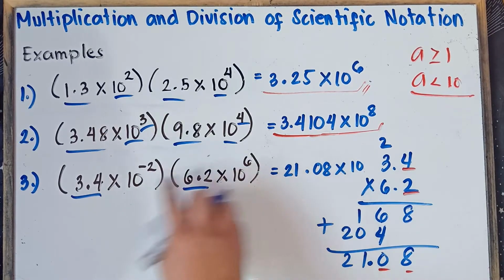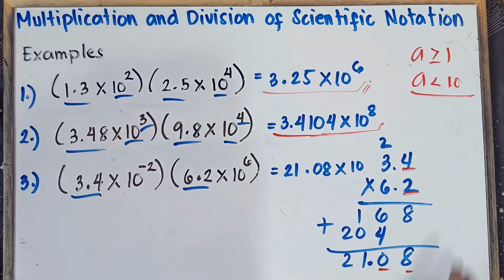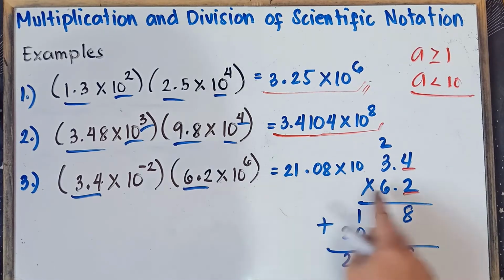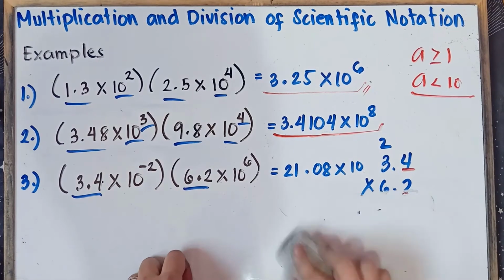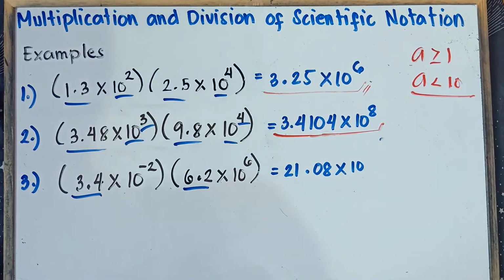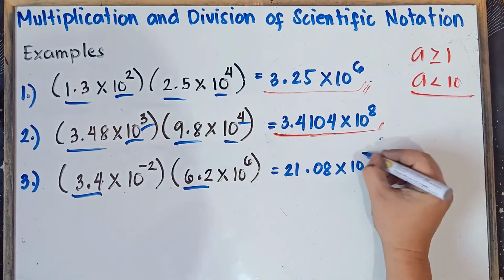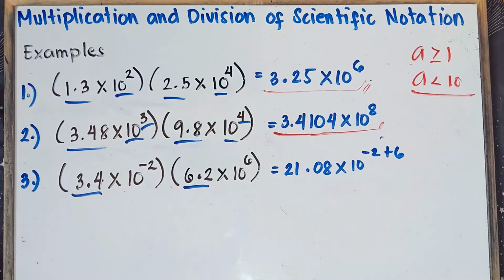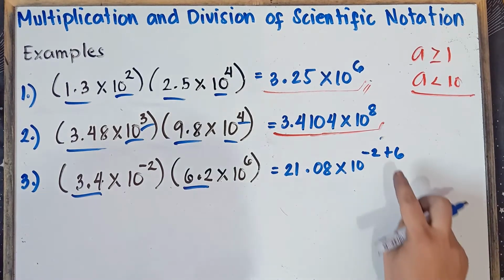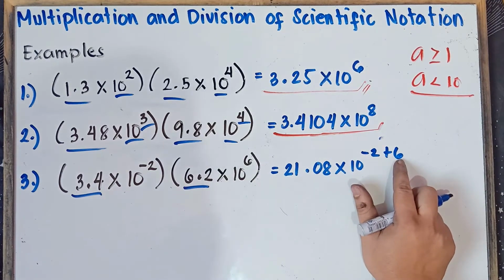And then simply add the exponent. Pause the video, class. I'll be erasing this one. Once again, our answer, class, when we multiply 3.4 and 6.2, is 21.08. Alright, and then times 10, simply add the exponent, negative 2 plus 6. What's the answer, class? Negative 2 plus 6. That's correct. The answer is positive 4 because 6 is greater than 2.